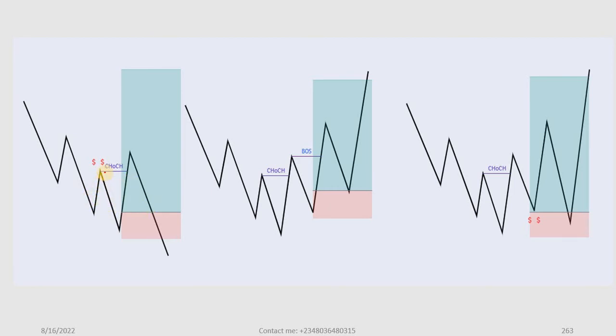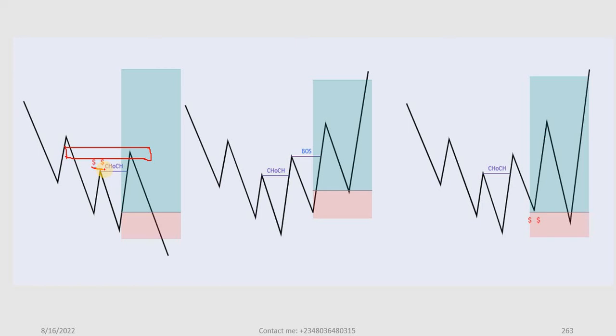Why is that so? Sometimes there might be liquidity, which we refer to as money, lying above this high, okay, that the market will actually need to trade above this high to capture all this liquidity in order to get more fuel to continue its movement, in this case downward movement. So sometimes it happens this way. Price wants to clear the liquidity existing above this high.